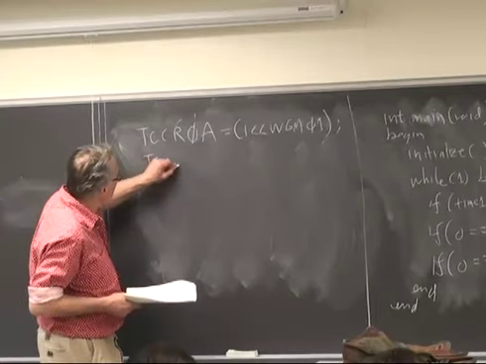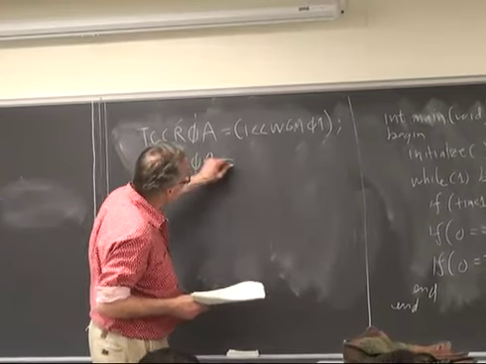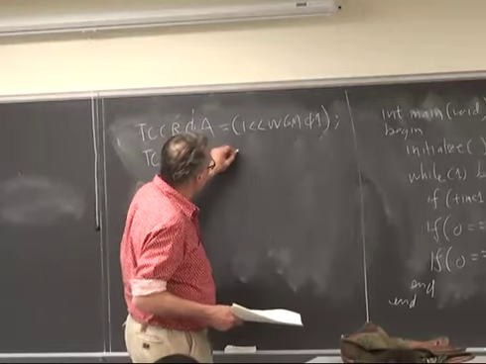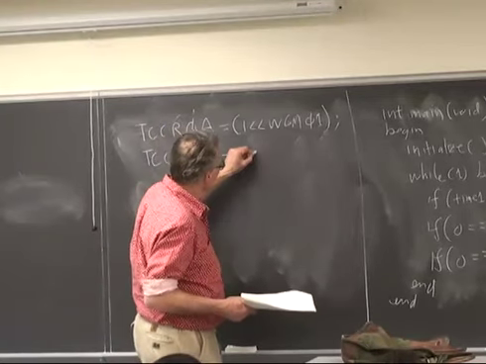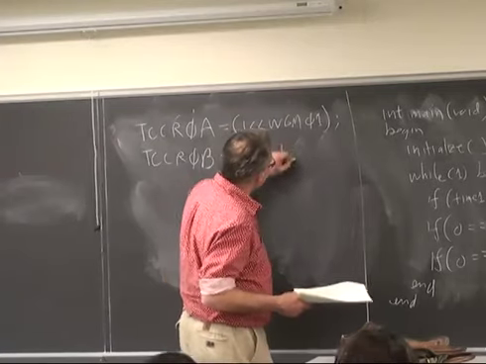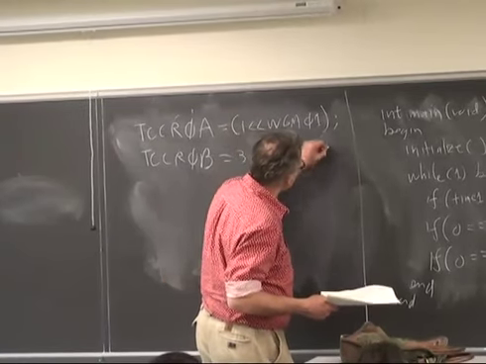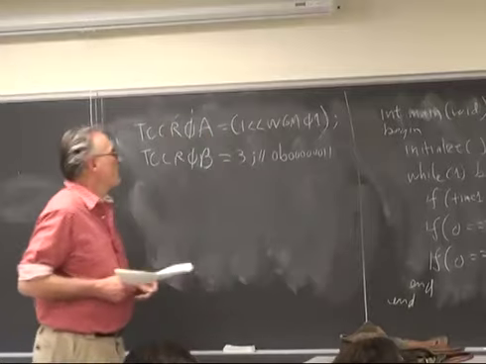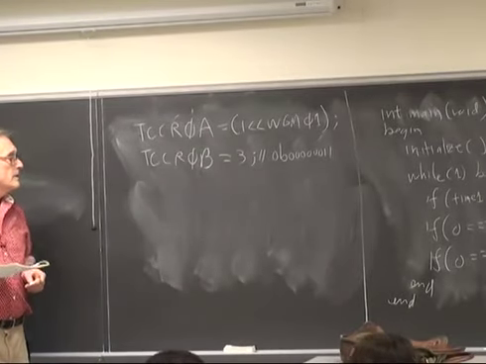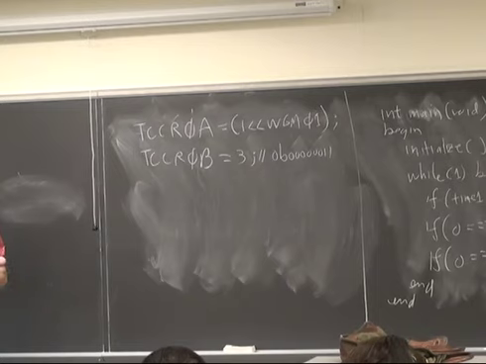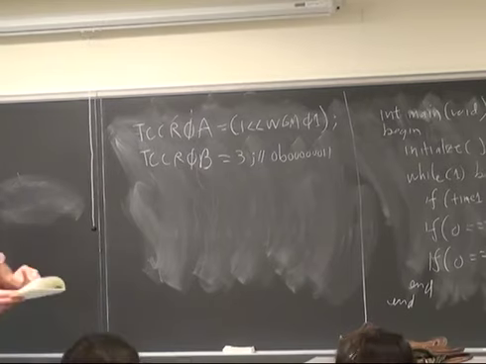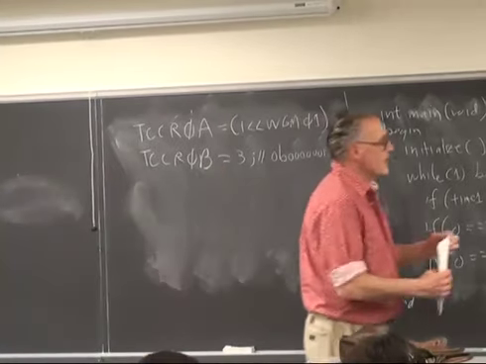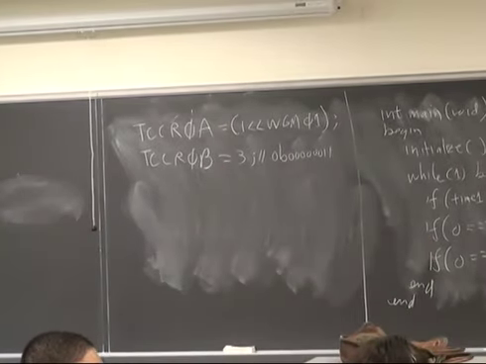Then we're going to set TCCR0B to 3, binary 00000011, because that is the bit pattern for the prescaler divide by 64. So those 4 statements set up the timer.